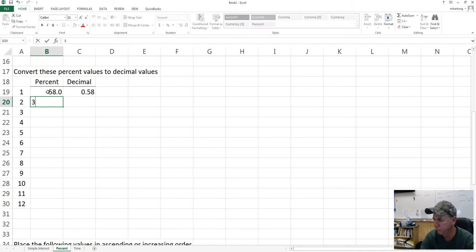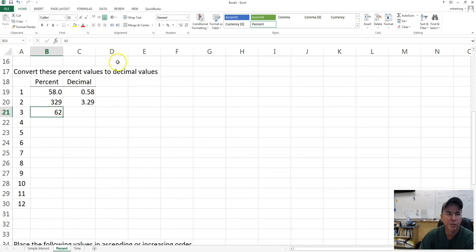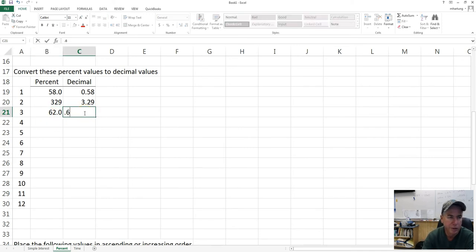Let's try another one, 329 percent. That's 329.0. If I move that decimal point two places to the left, I should come up with 3.29. So 329% is the decimal equivalent of 3.29. Let's try 62. 62.0%. Divide that by 100, move the decimal point two places to the left, 0.62.